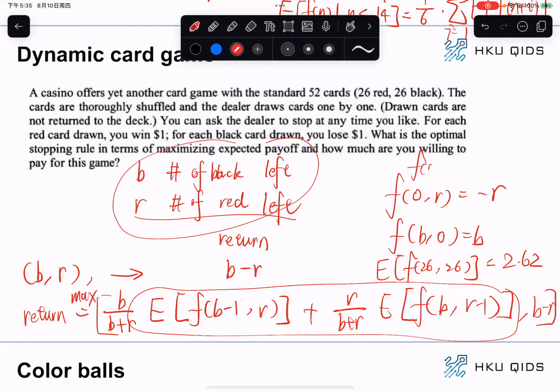And F(0,0) is going to be 0, okay? Because the number is equal. And that's all for this part.